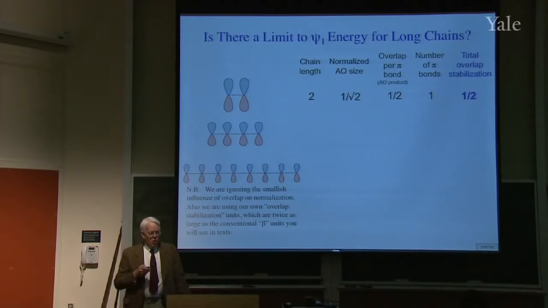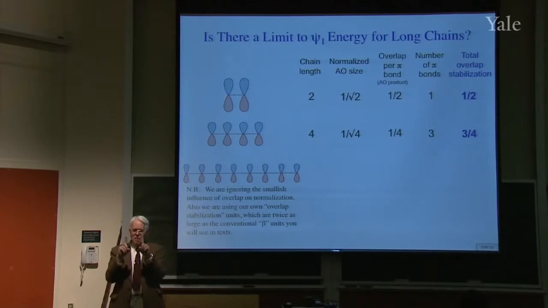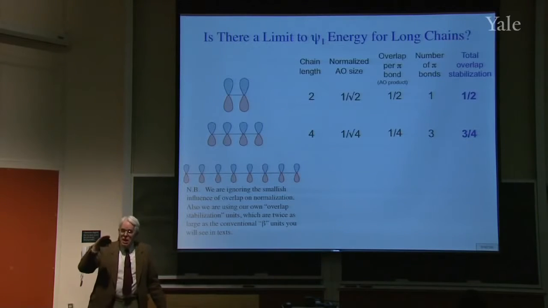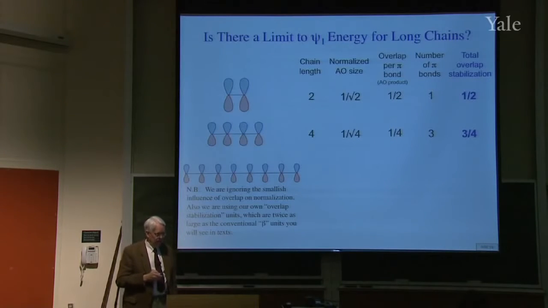Okay, now suppose we have 4 in a row. Now the chain length is 4. The normalized size is 1 over the square root of 4, so that you can square and sum them up and get 1. And now the overlap between each pair of neighbors is 1 over the square root of 4 times 1 over the square root of 4, right? So it's 1/4, okay? And there are 3 such bond interactions here, here, here. So there are 3 times 1/4, or 3/4. So indeed, it's more stable, okay? That lowest energy orbital, the one that's approximated like this.